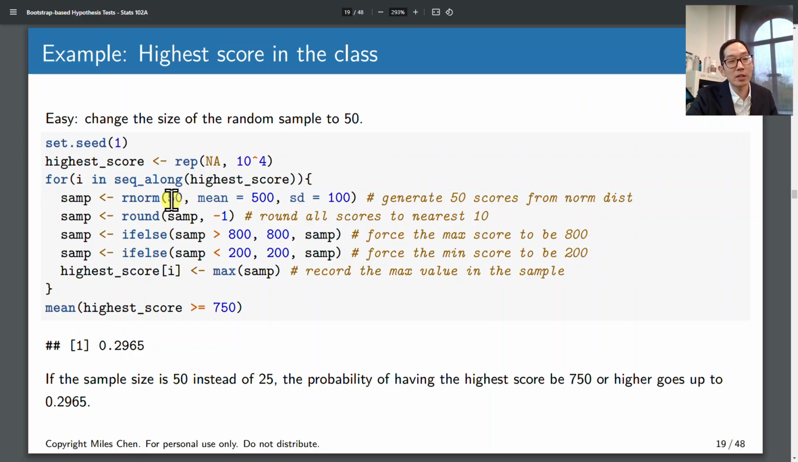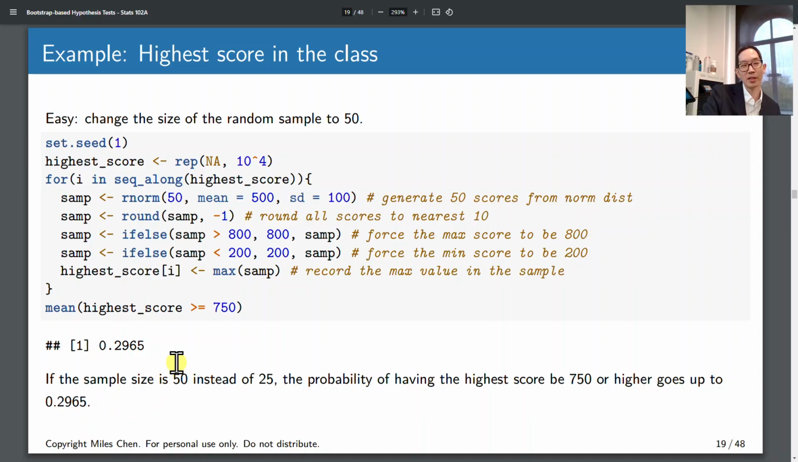Okay, do the exact same thing. All right, and so now my probability goes up to 29.2965, so just under 30%. So if you have random samples of 50 students, and you ask who got the highest score here, what's the highest score in this classroom of 50? Now the probability that the high score is 750 or higher is closer to 30%.